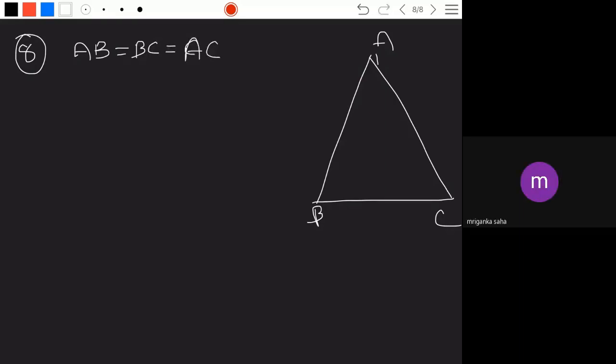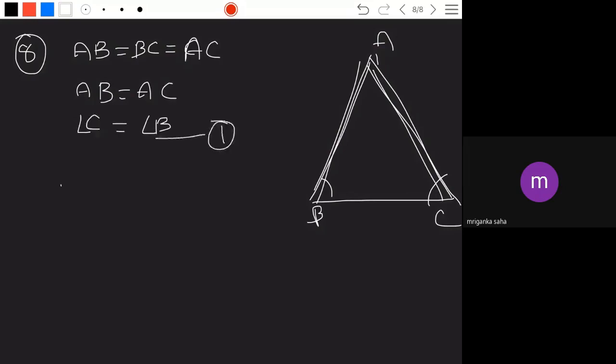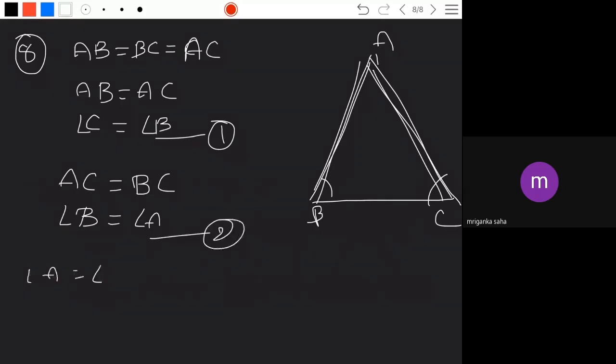AB equal to AC is nothing but angle B equal to angle C. This is the first one. AC is equal to BC, so angle B is equal to angle A. So from 1 and 2 you can say that angle A, angle B and angle C, all three, are equal.